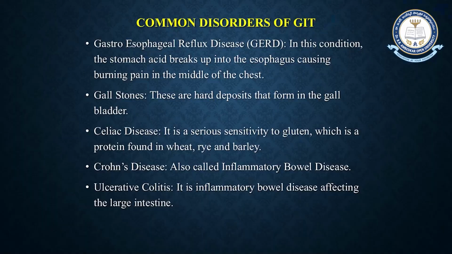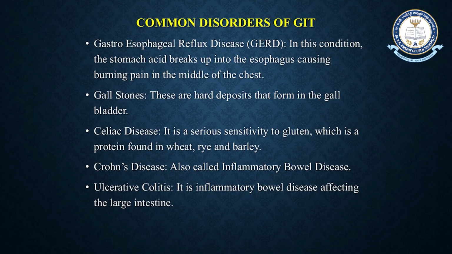Then gallstones. Gallstones are basically hard deposits that form in the gallbladder while it is storing bile. It can lead to colicky pain in the epigastrium and are often associated with nausea. Then comes celiac disease. It is serious sensitivity to gluten. Whenever these patients eat something like white bread, they start having severe bloating and abdominal pain.